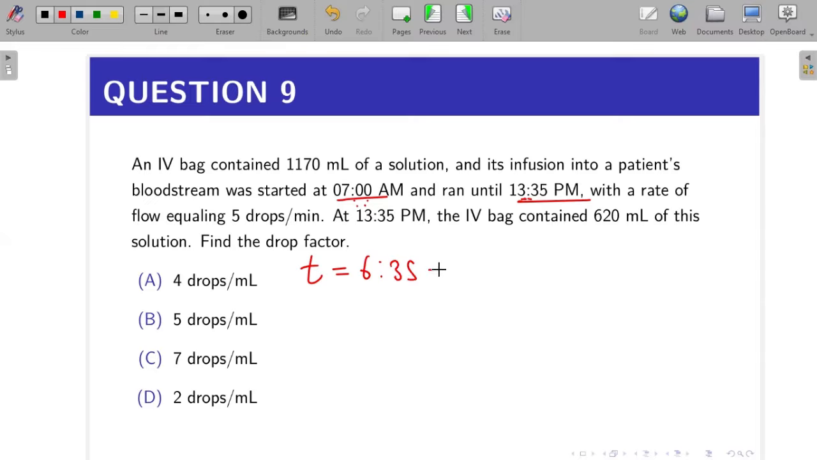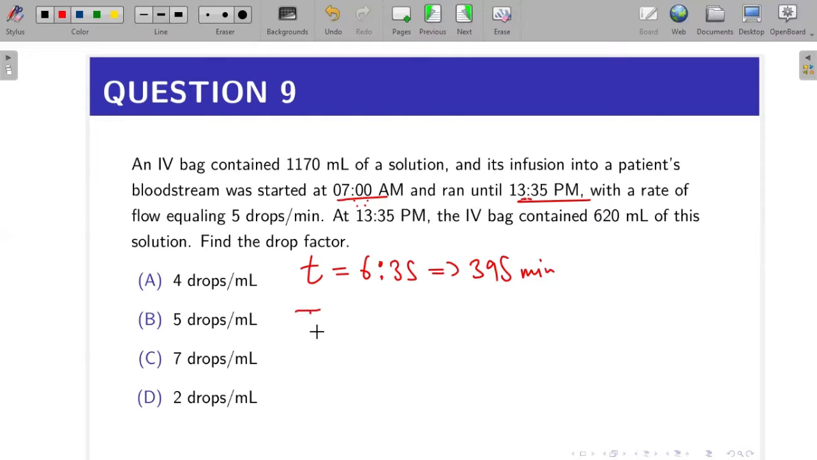That's the time, so I'm going to convert this time to minutes. The 35 minutes are already minutes. I'm just going to convert these 6 hours to minutes. How do I do that? I multiply the 6 by 60, which gives me 360 minutes. So 6 hours is the same as 360 minutes. Then I add 35 minutes, so it's going to give me the time of 395 minutes. That's the total time.